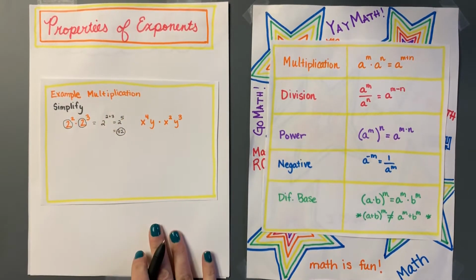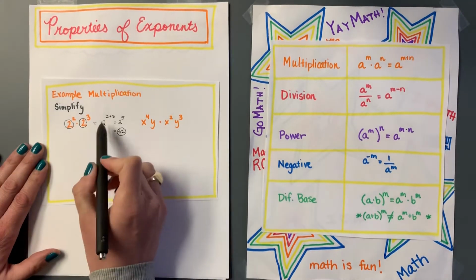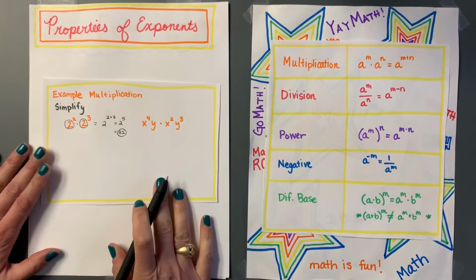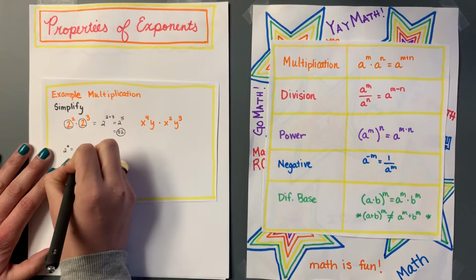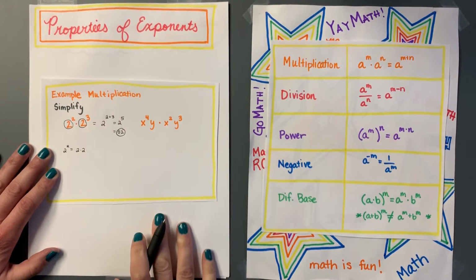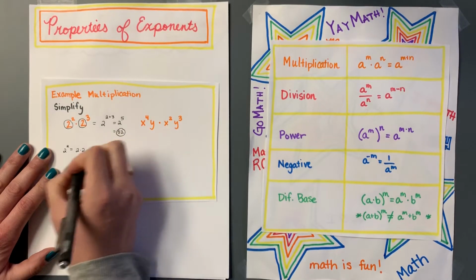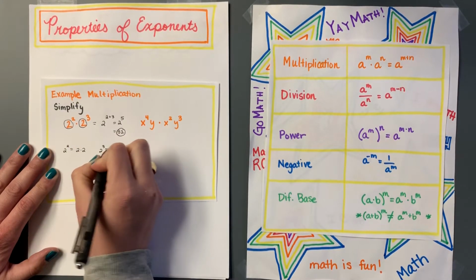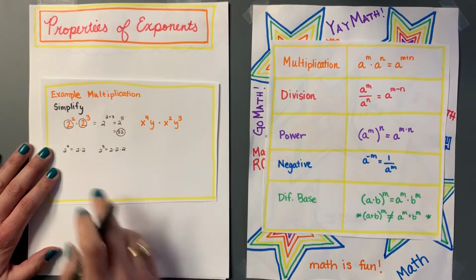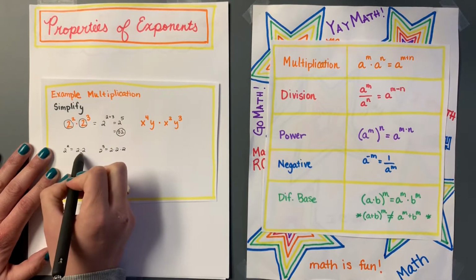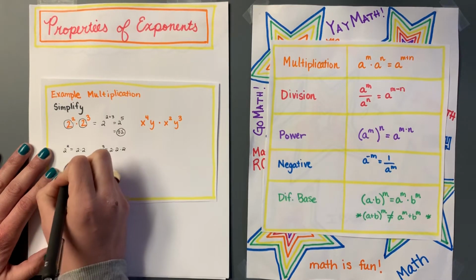But I want to think about this problem and not just use the rule, but think it through. So I know that 2 squared means that I should take the base of 2 and multiply it by itself twice, and that 2 cubed means that I should take 2 and multiply it by itself 3 times. So I'm going to replace 2 squared with 2 times 2 and 2 cubed with 2 times 2 times 2.